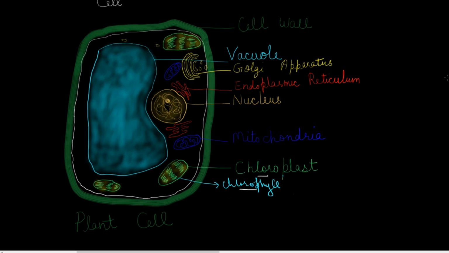Plant cells also have a cell wall outside the cell membrane. It is made up of cellulose. This cell wall gives strength and rigidity to the plant cell. This is all about the structure of the cell.